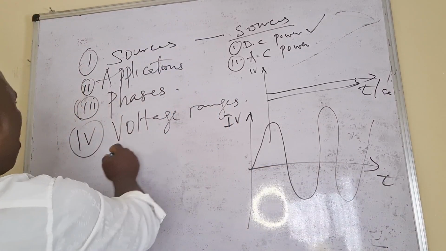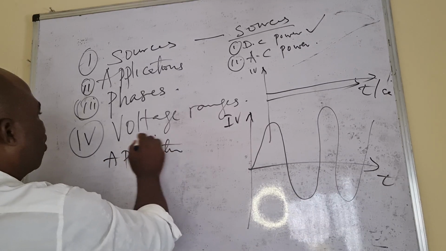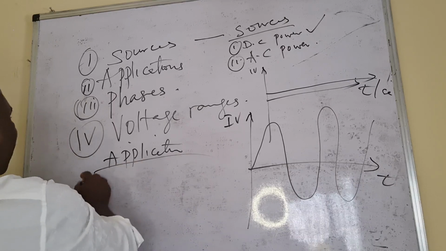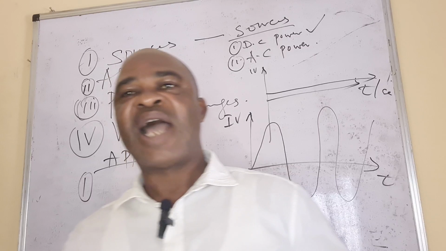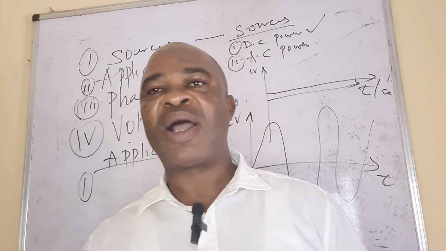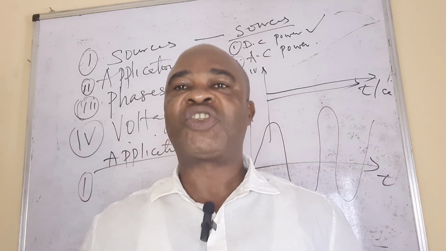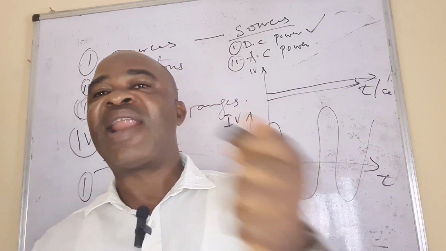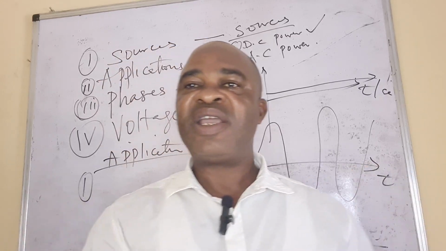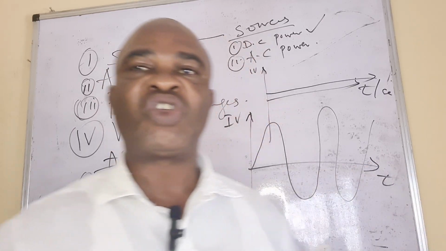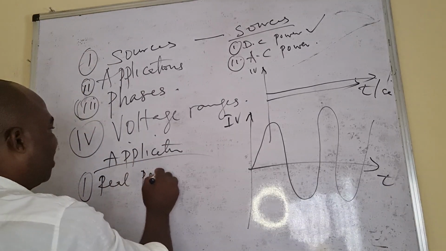Then two, we'll go by application now. Classification by application. Under classification by application, we have one, real power, and another name for real power is actual power, or if you don't want to call it actual power, you can still call it the active power. So real, active, and actual almost mean the same thing. They are synonyms. So by application now, we have real power.